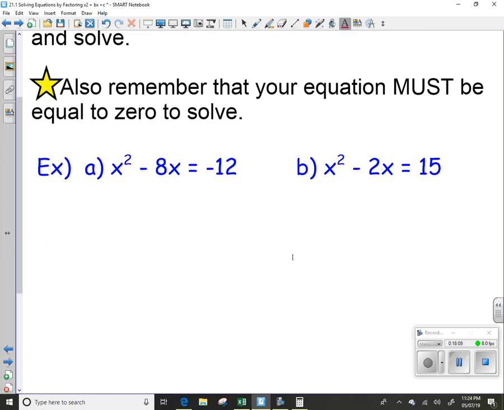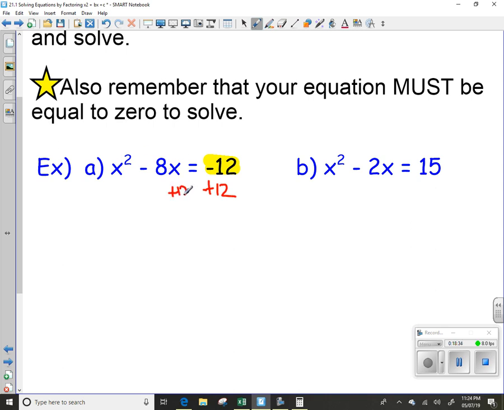So one of the reasons we did it with those last two slides is if I give you a problem here like x squared minus 8x equals negative 12, first of all, I have to make this equal to 0. The way I'm going to make that equal to 0 is I'm just going to move this negative 12 over to the other side by adding 12 to it. Now, you'll notice this one's an x squared, this one's a negative x.